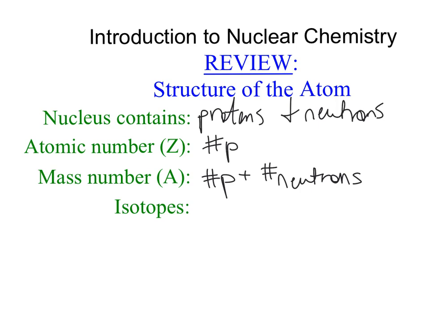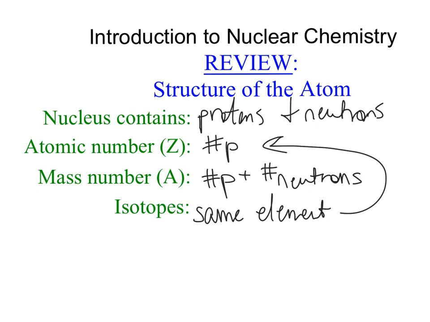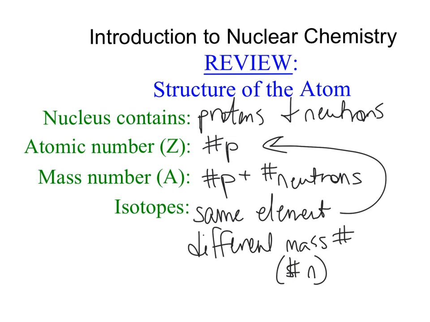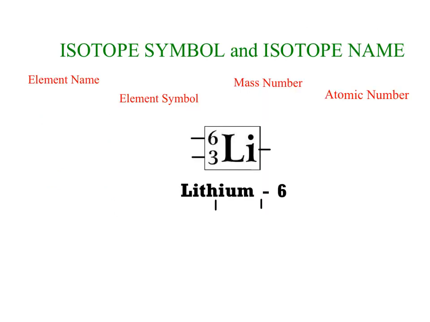Last but not least, there was this term you learned a while back, isotopes. Isotopes are the multiple atoms of the same element, which means they have the same number of protons, but different mass numbers. So same number of protons, so therefore the same atomic number. That makes it the same element, but they have different mass numbers, which means specifically they have different numbers of neutrons.